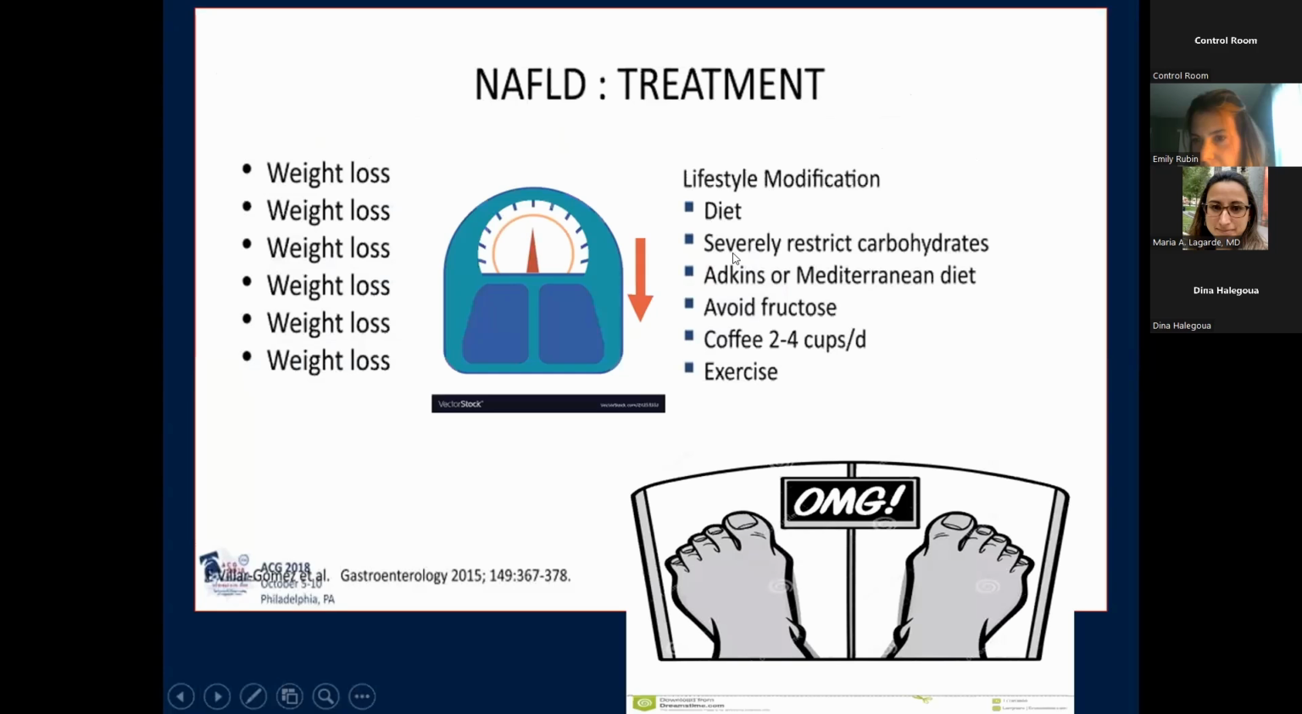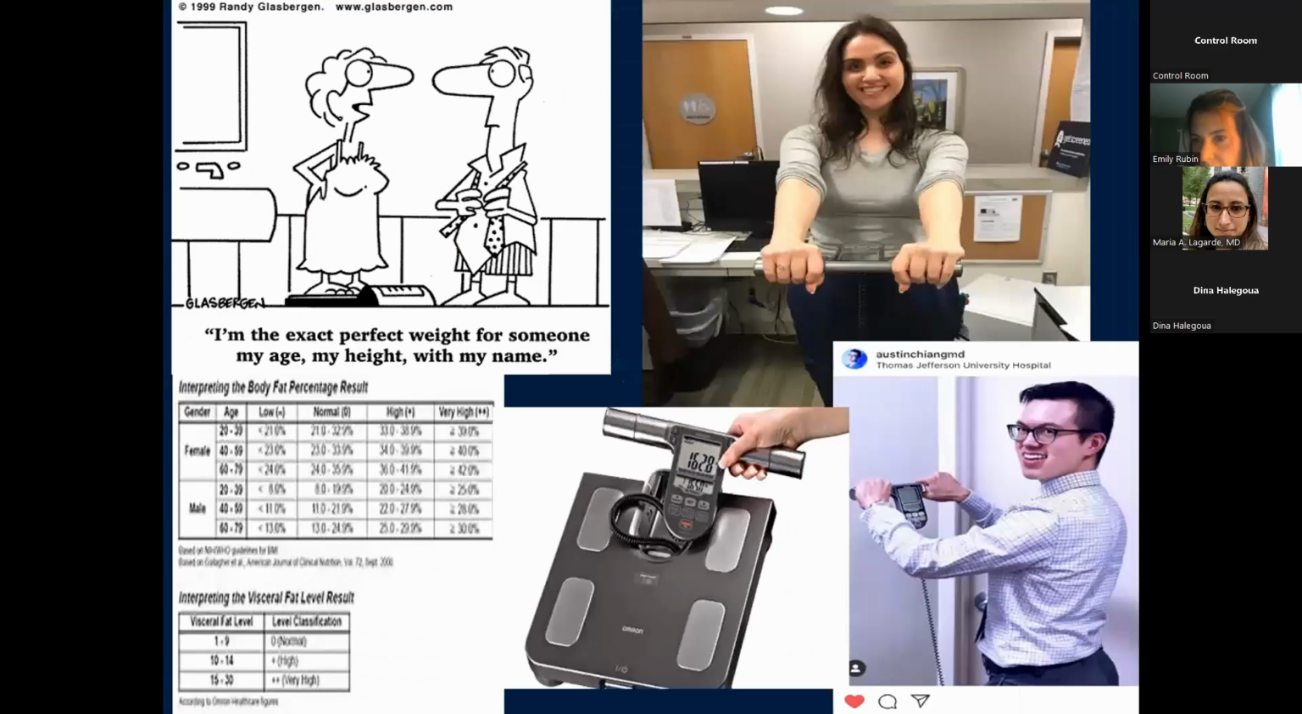In terms of restricting carbohydrates and the Atkins diet, we're going to talk a little bit about the dangers of that, but increasing the Mediterranean diet and avoiding the sugar. And then if you're going to have coffee, 2 to 4 cups a day. But again, we don't want to be adding sugar and cream to it. And then exercise. So this is interesting.